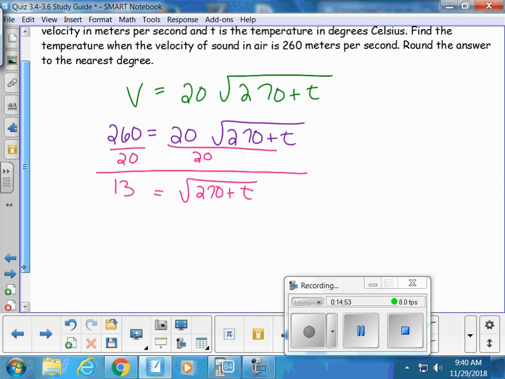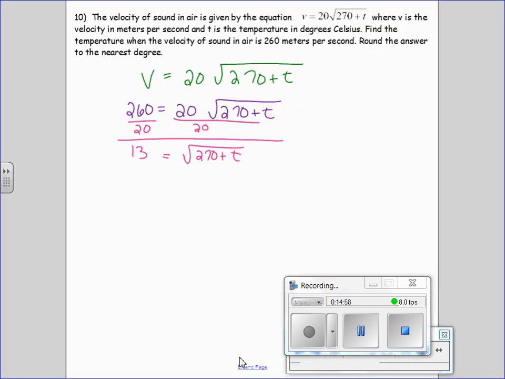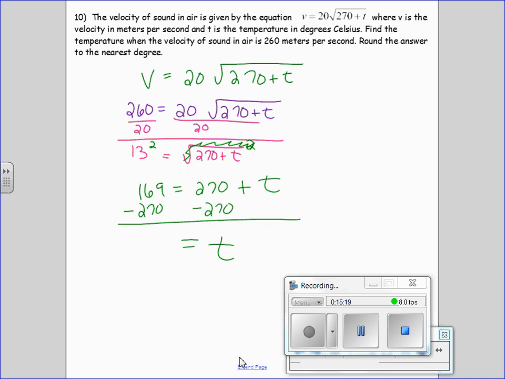All right, next up, we are going to square both sides. Squaring both sides will cancel that square root out. And 13 squared is 169. That squared cancels my square root, so I only have the 270 plus t at this point. And next up, subtract 270. Now sometimes I get nervous on word problems and I think, ooh, am I allowed to have a negative answer? But in this case I absolutely can because it's a temperature. I can have a negative temperature. So it's negative 101, and I believe that was in degrees Celsius for our temperature.